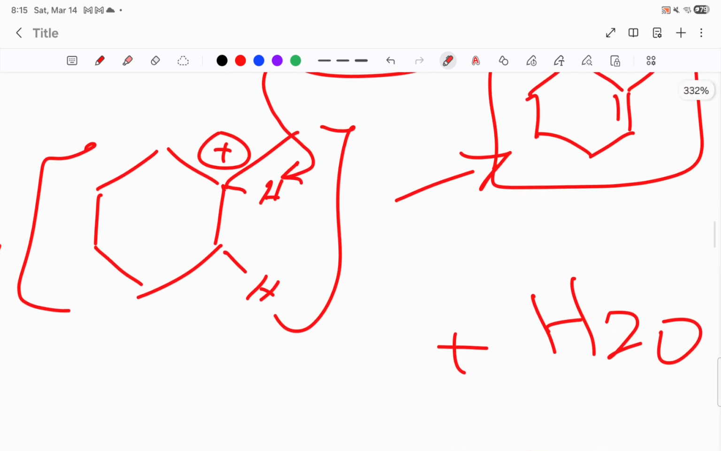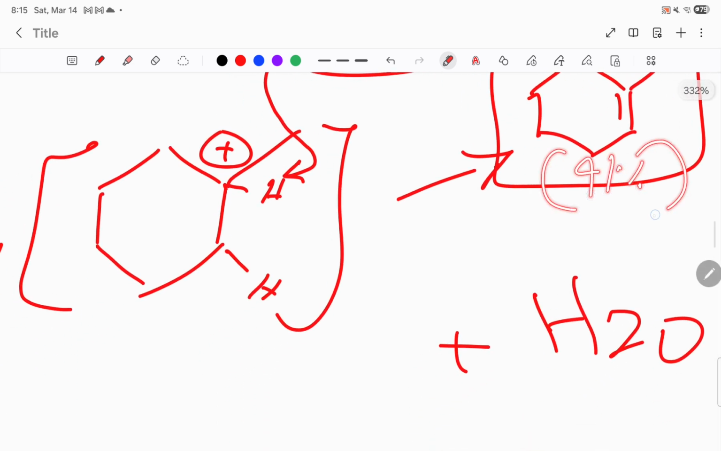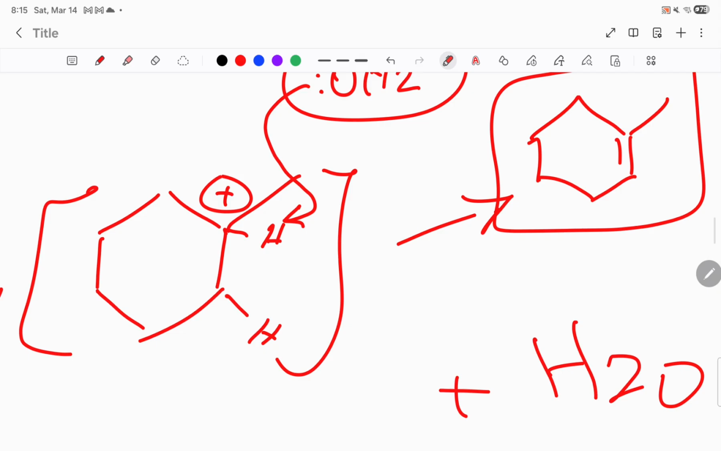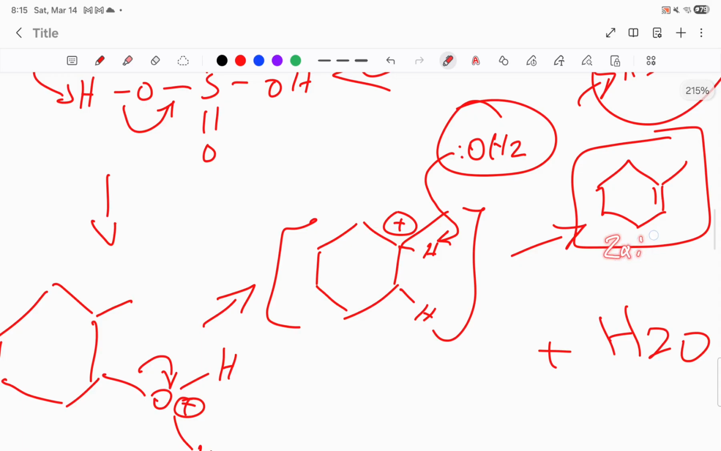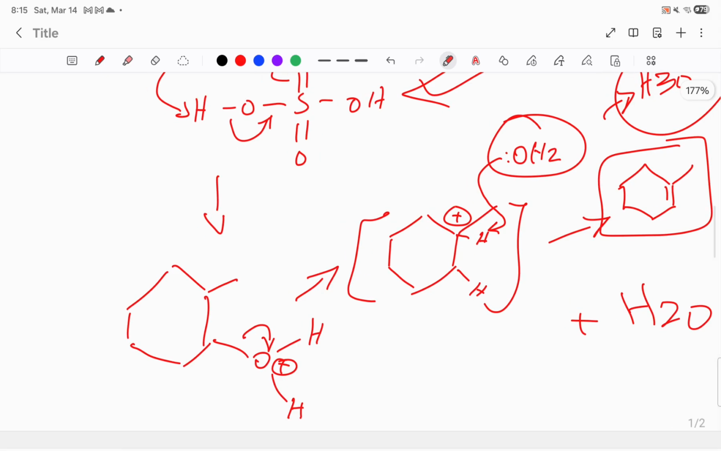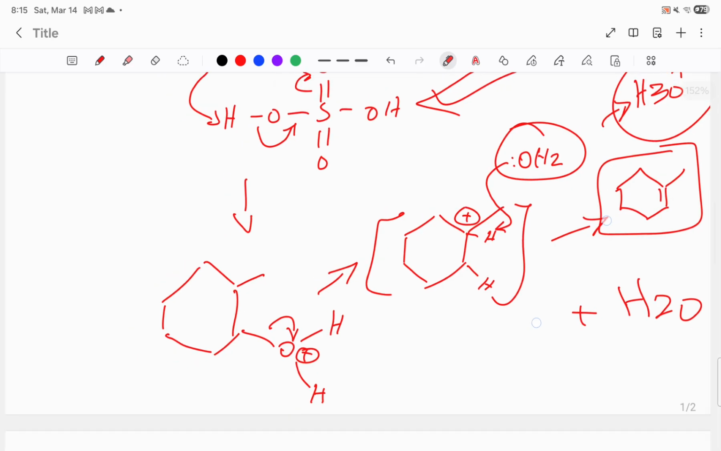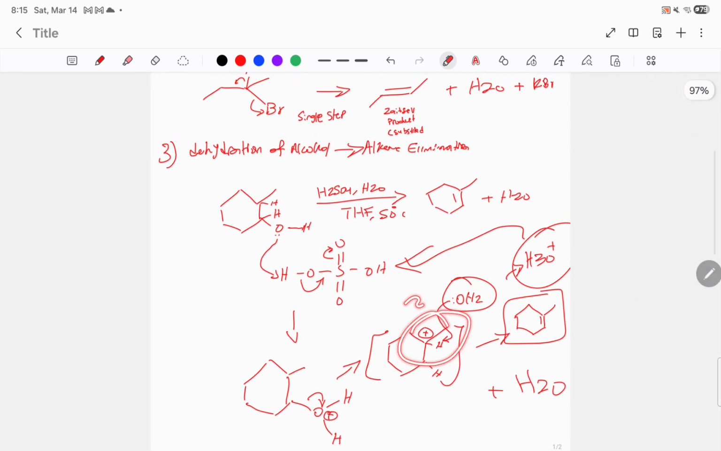In fact, you'll get like 91% of this and 8% of the less substituted, or what we would call the Hofmann product. So again, the more substituted is called the Zaitsev product. The less substituted is called the Hofmann product. Again, we'll take a look at this a little bit later. But do realize that I mentioned rearrangements, and the reason I say that is because you form a carbocation.